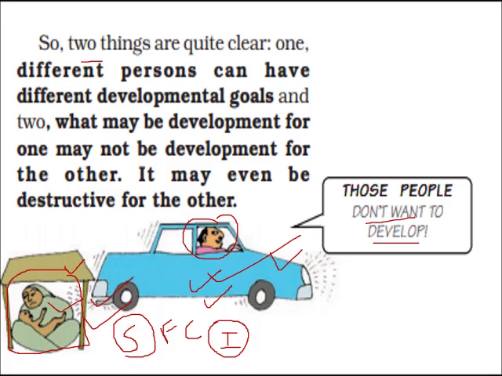So two things are quite clear. One, different persons can have different development goals. This is what we have discussed. And second is that what may be development for one may not be development for the other. It may even be destructive for the other. It is not always necessary that development for one is development for the other. Sometimes what you are thinking in terms of development could be destruction for somebody else.